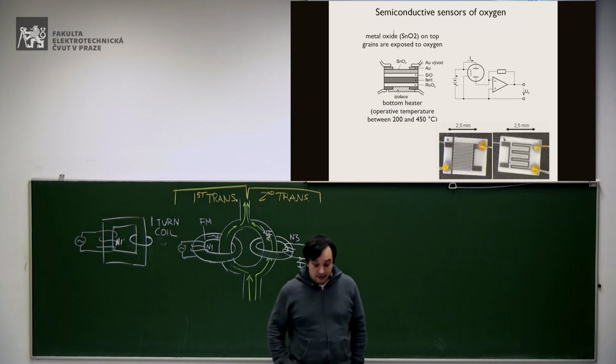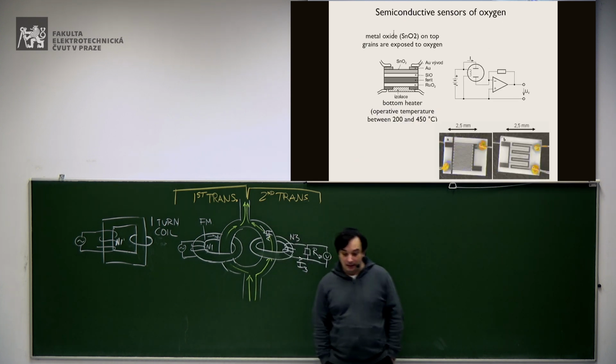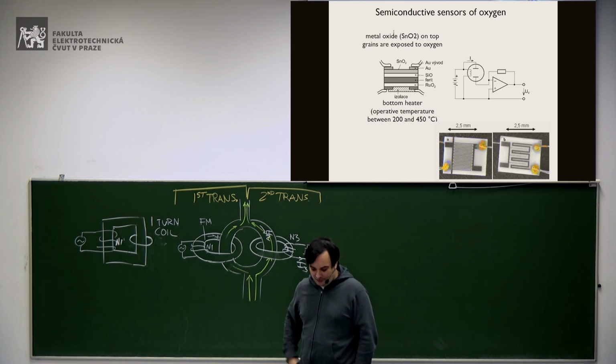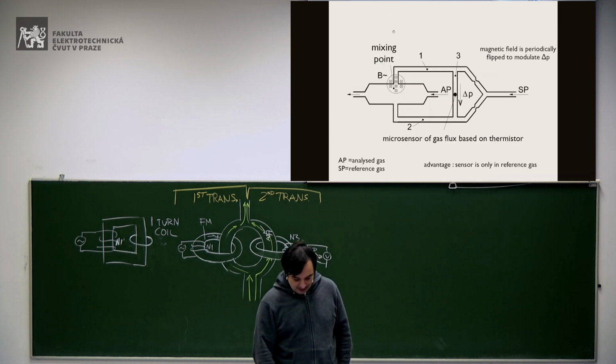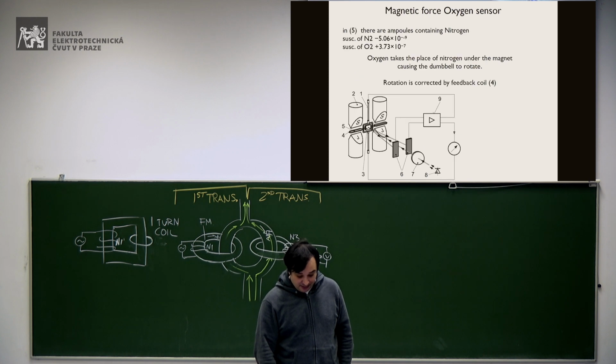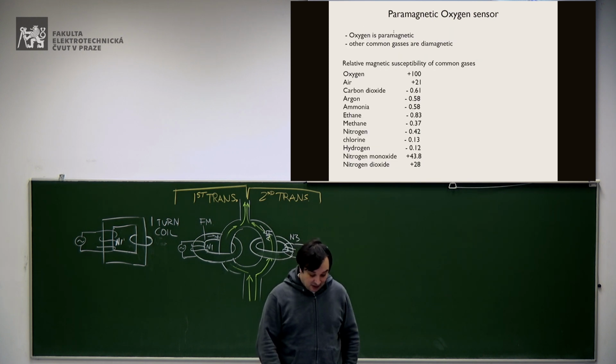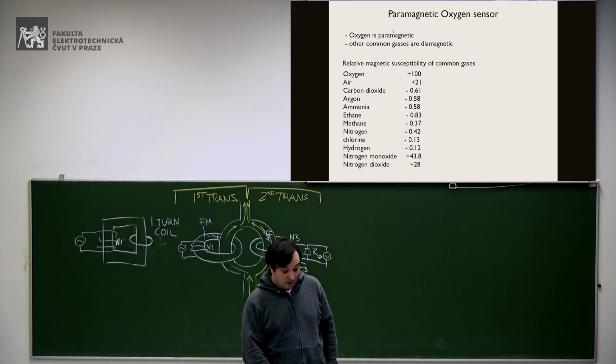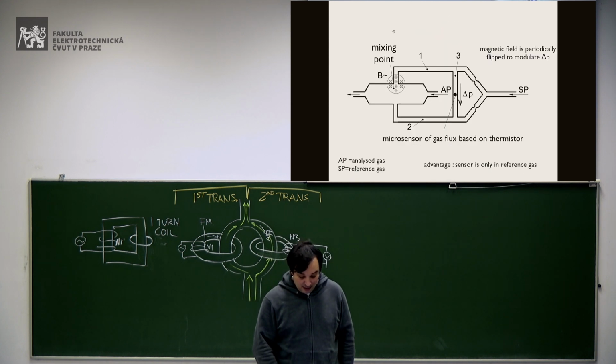Now, we've seen yesterday, I think we have already seen it, this measurement of oxygen based on the fact that oxygen is paramagnetic, contrary to other common gases which are diamagnetic.